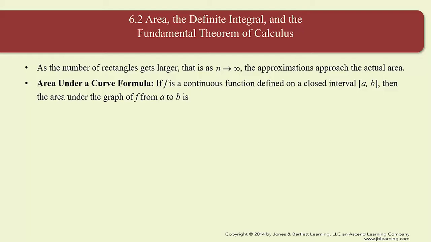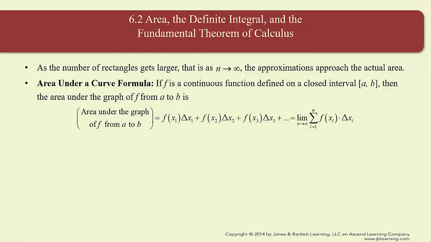And so here's our area under a curve formula. This isn't going to be something that you have to memorize. If f is a continuous function defined on a closed interval [a, b], then the area under the graph of f from a to b is given by this mess. Well, you notice at the very end, I just want to talk about the very end, what we see here.